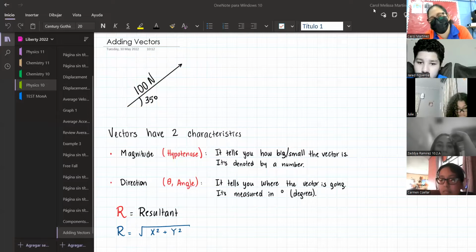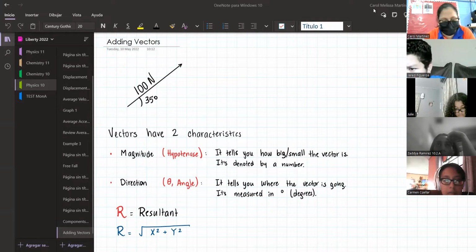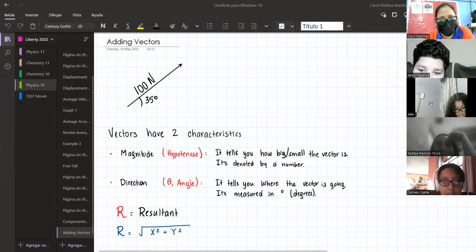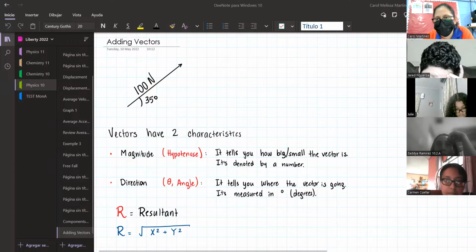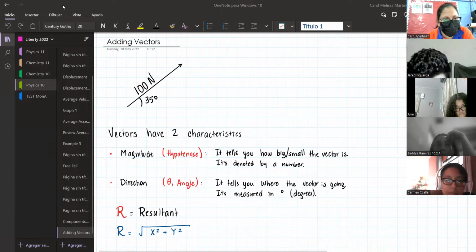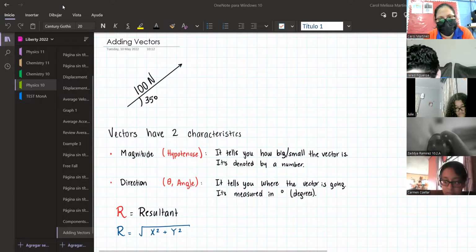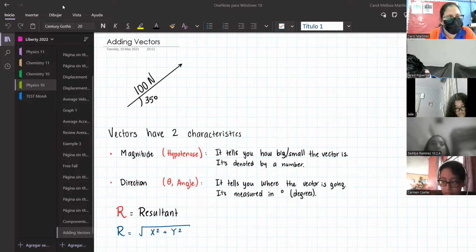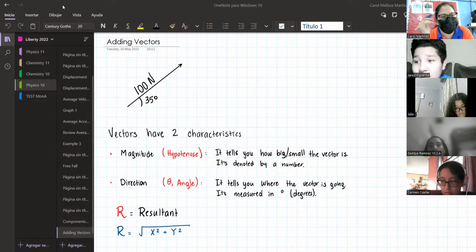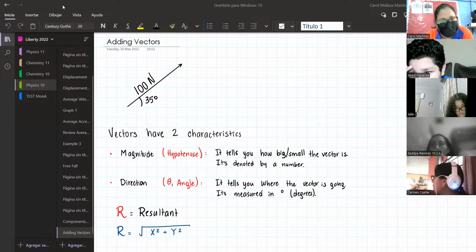What do you notice in this vector? What do you notice in this vector? Okay, guys, I cannot stop if you're not participating, so I'm going to tell you what you should notice.